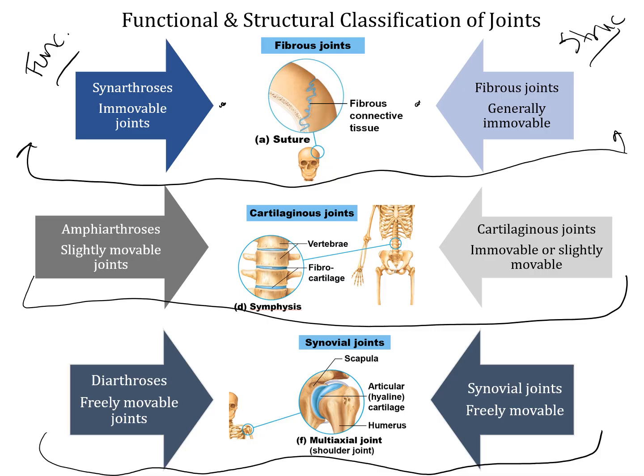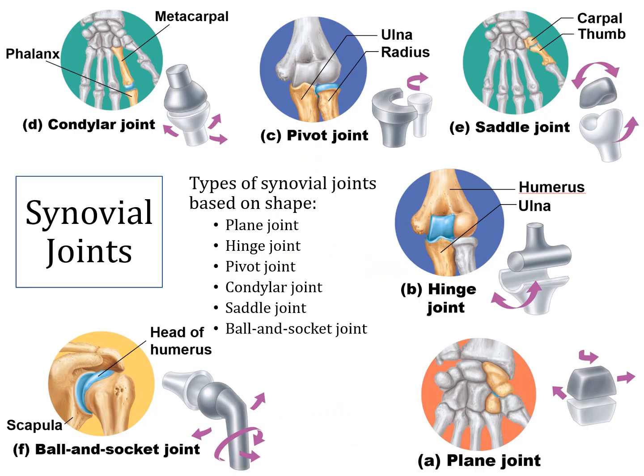So we have functional classification, structural classification, and we go from no movement to slight movement to freely movable. And if you look at structure, it's going to be a fibrous joint, a cartilaginous joint, or a synovial joint. All right, so lastly is our synovial joints. So there are 6 different types. And these are the joints that you can move all on their own, or you can move freely, right? And they have different types of movement depending on what joint you're talking about.